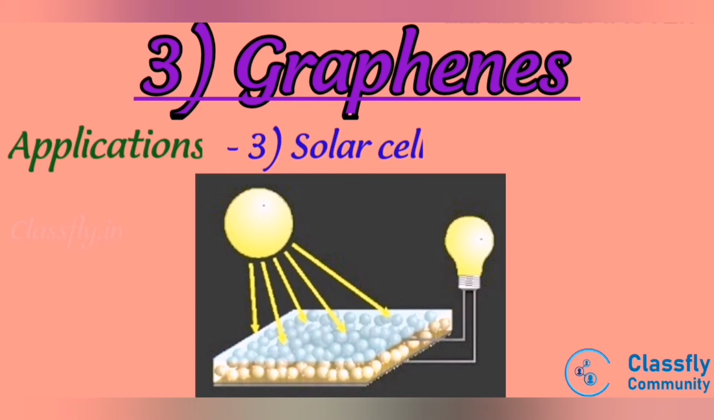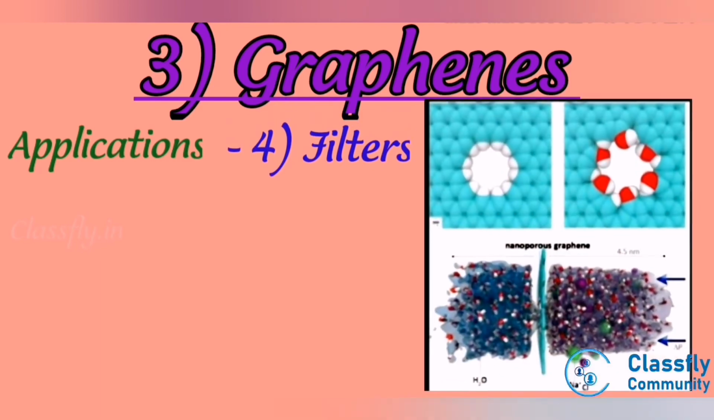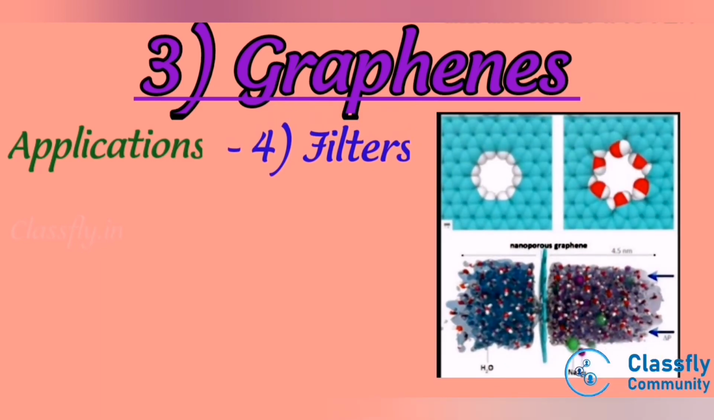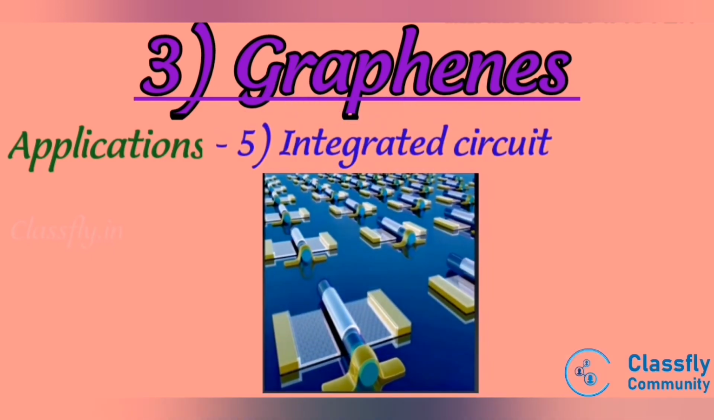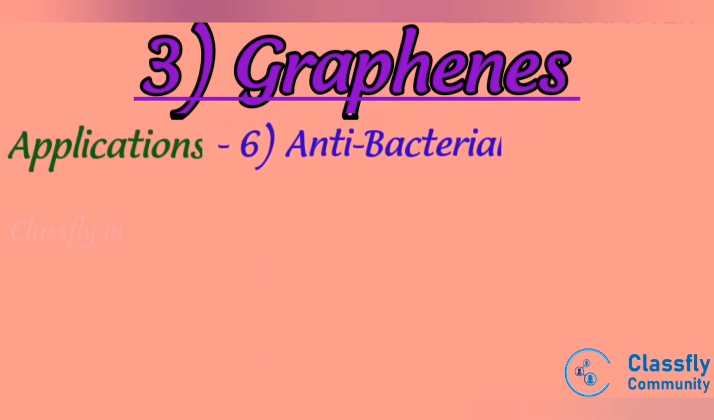Graphene has turned out to be a promising material for electrochemical energy conversion in dye-sensitized solar cells. The transparent, conductive and ultra-thin graphene films are fabricated from exfoliated graphite oxide followed by thermal reduction. Fourth one is filters. Graphene filters are used in desalination and ethanol distillation. Fifth one is integrated circuit. Graphene has a high carrier mobility as well as low noise, allowing it to be used as the channel in a field effect transistor. Sixth one is antibacterial.